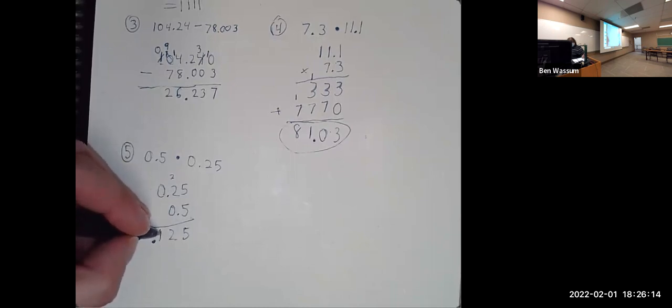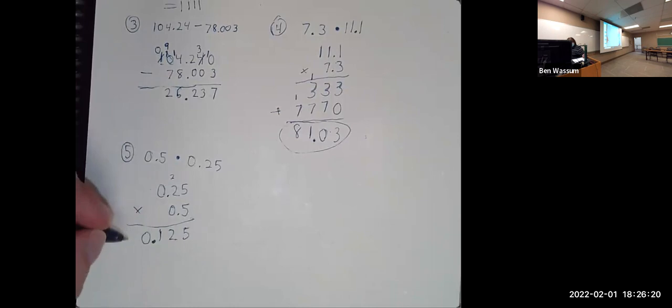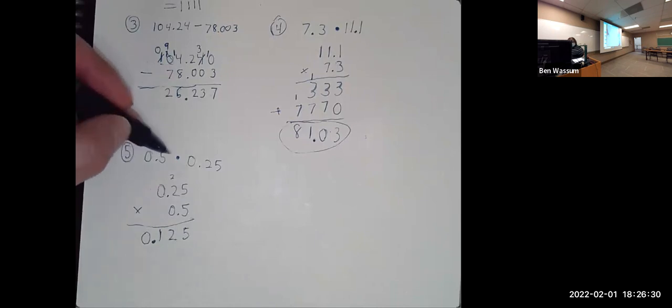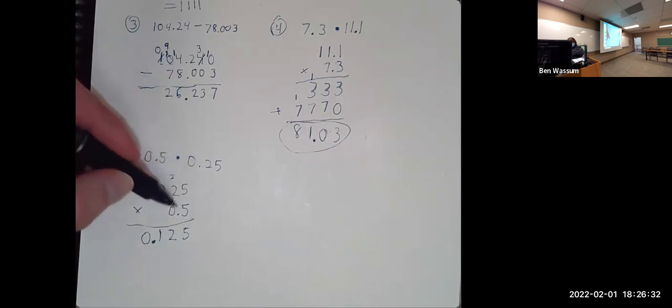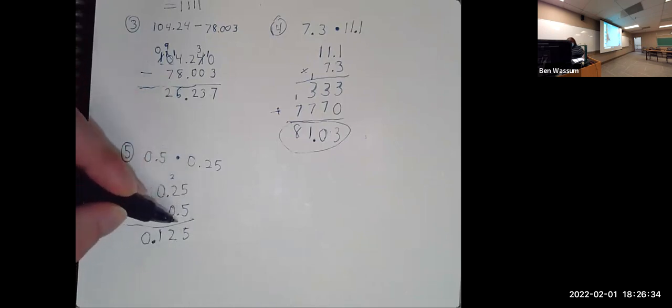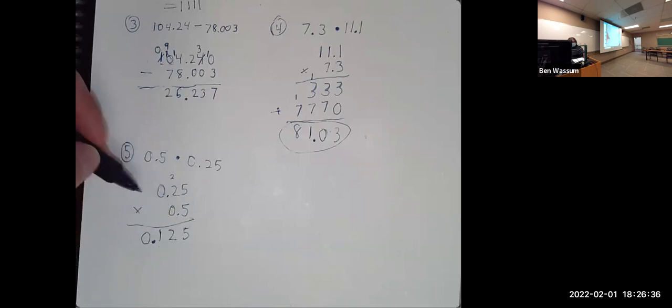And generally, you don't want that point to lead. You kind of just want a 0 there as a placeholder. So say, oh, it's 0.125. That makes sense. 1/2 of a quarter is 12.5 cents, I guess you'd say. Makes sense. It works.